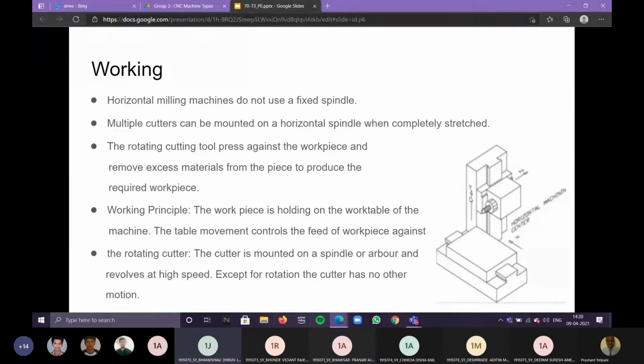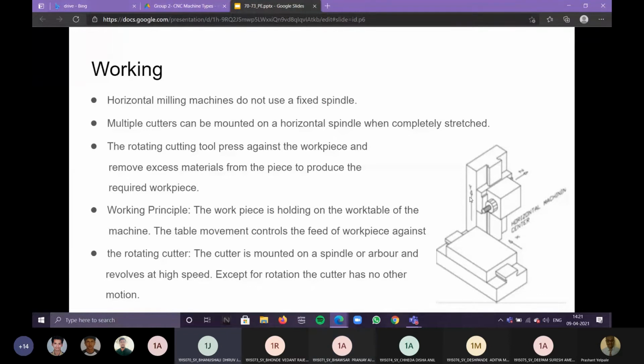When the horizontal arbor stretches across the entire length of the bed, the rotating cutting tool presses against the workpiece and removes excess material from the piece to produce the required workpiece. It works on this principle. Now I'll try to explain the principle on which it works.